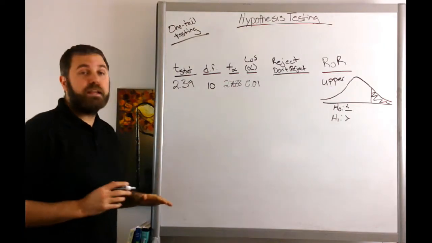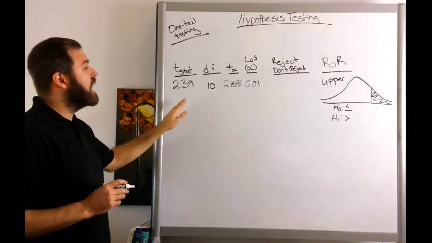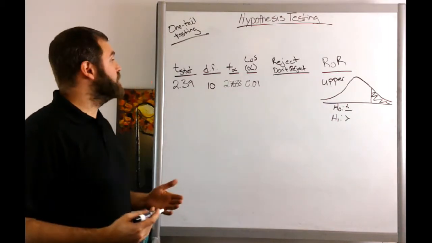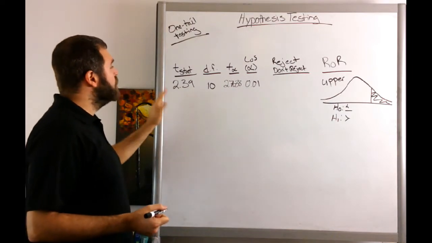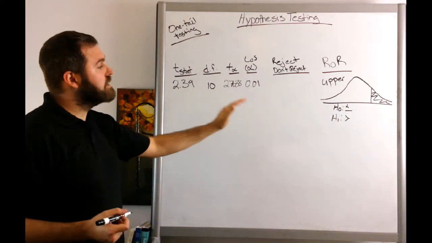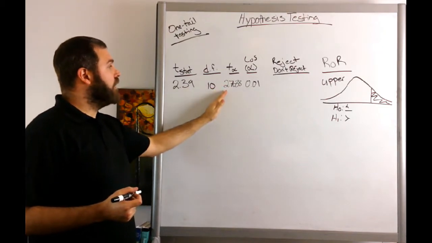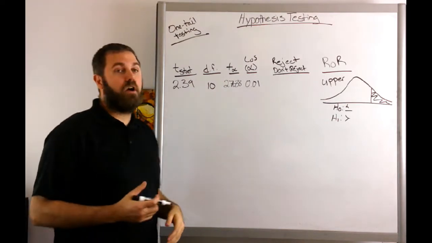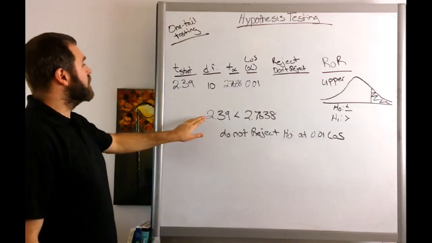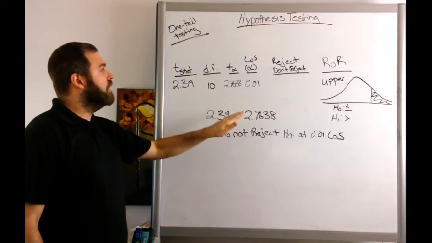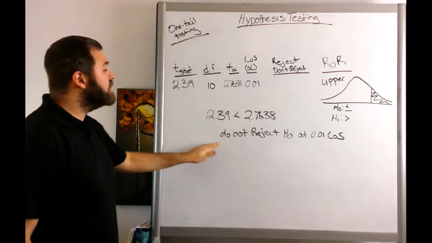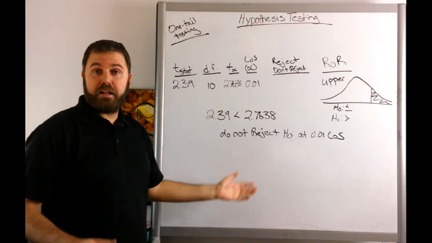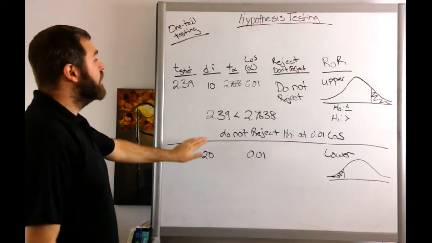So when we're looking at a t-stat of 2.39 to determine whether it is within the region of rejection, we have to look at, is 2.39 less than or equal to our critical value of t of 2.7638, or is it greater than our critical value of t? Because our t-stat is less than our critical value of t, we do not reject H0 at a 0.01 level of significance. So now let's take a look at another example.